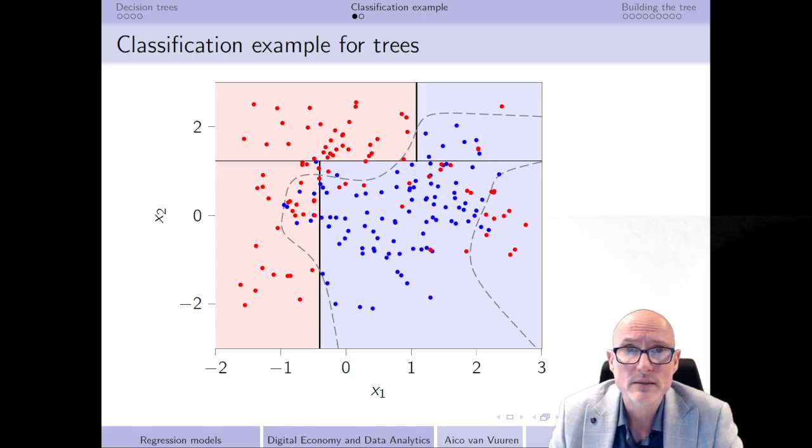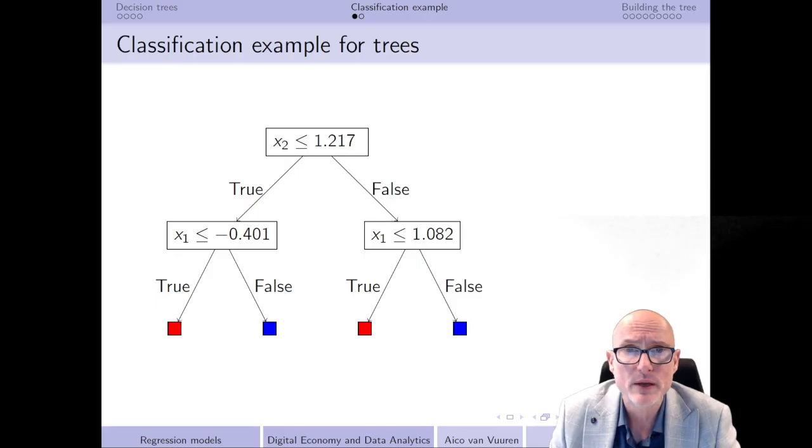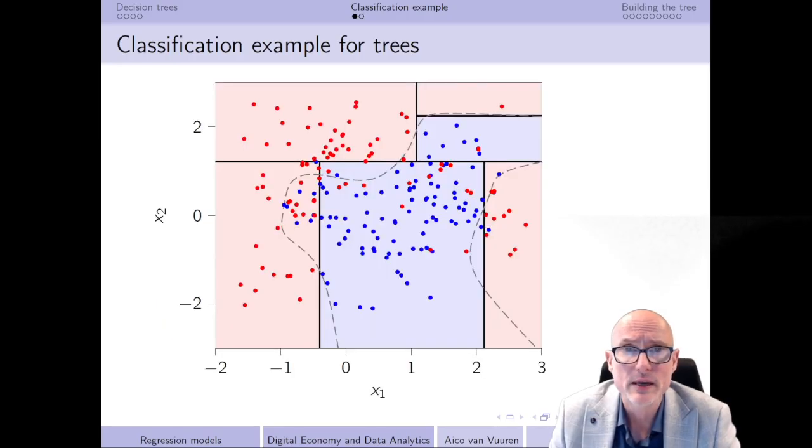The question, of course, arises: can we make even better predictions by making further splits? Of course we can do that. If we go for a third layer, then at that moment in time, we are going to see the picture that we have over here.